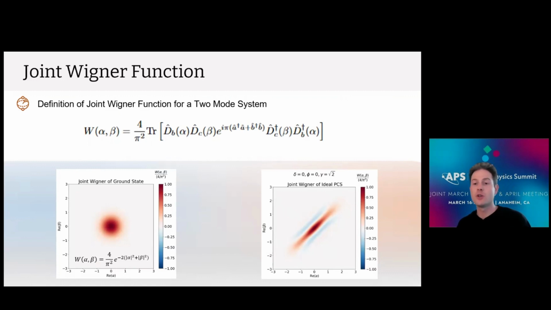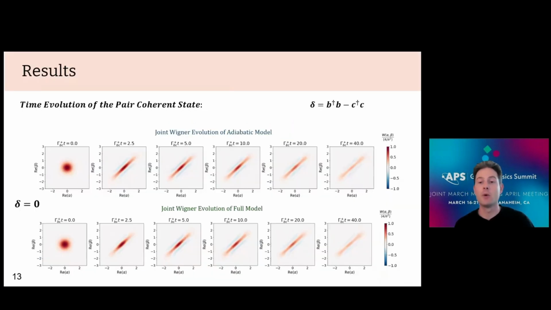And in order to visualize and understand the quantumness and evolution of the pair coherent state in our system, we want to use the Wigner function and Wigner plots. But because we now have a two-mode system, a two separate mode system, we need to use something called the joint Wigner function, of which the ideal pair coherent state for delta equals 0 looks like this hot dog shape on the bottom right. So we expect to see something like that when we go through our simulation. And that's exactly what we did see.